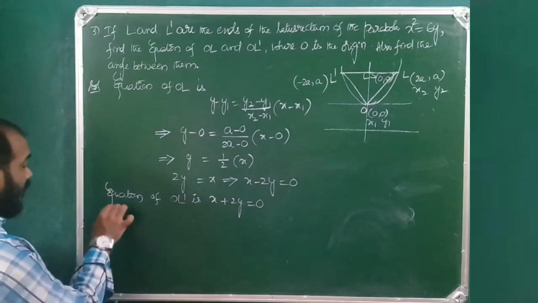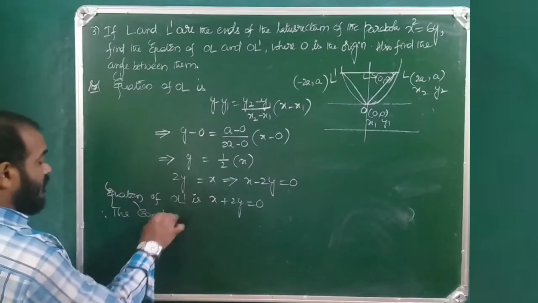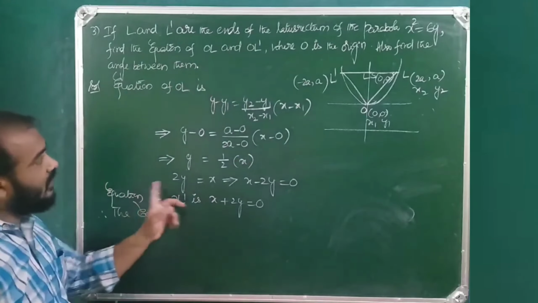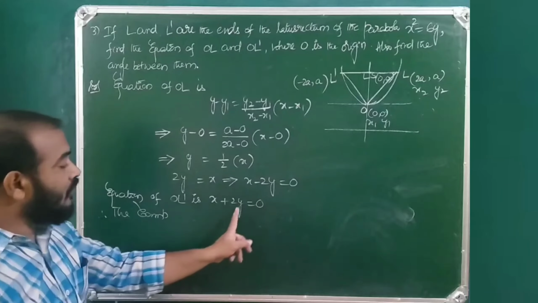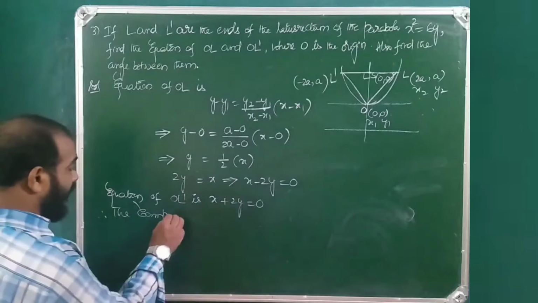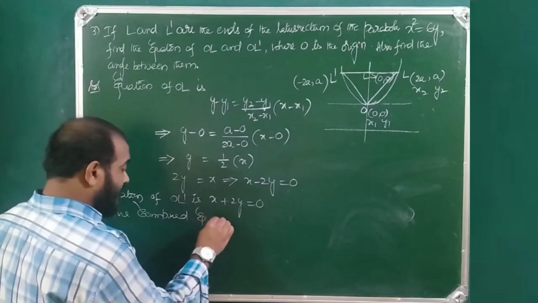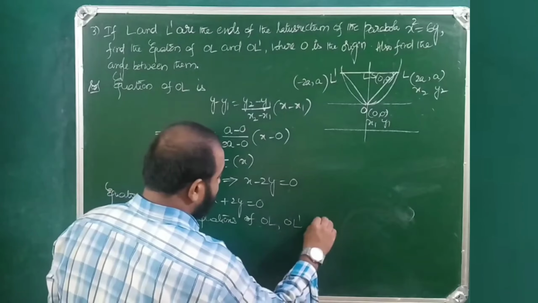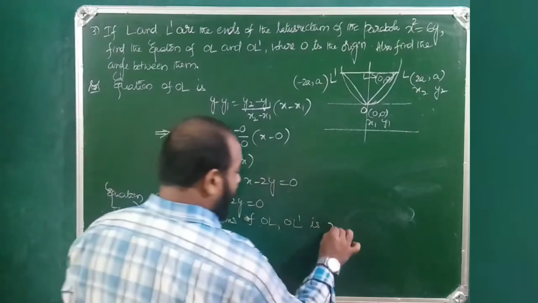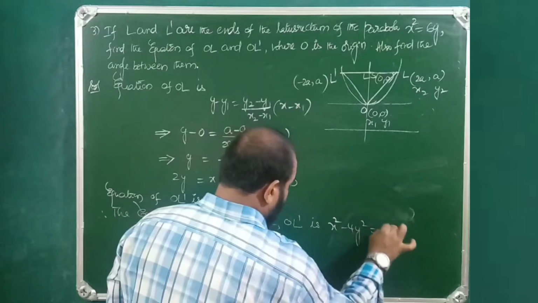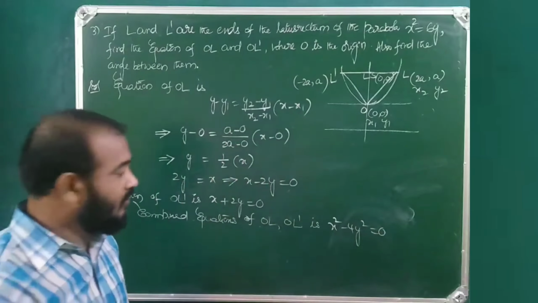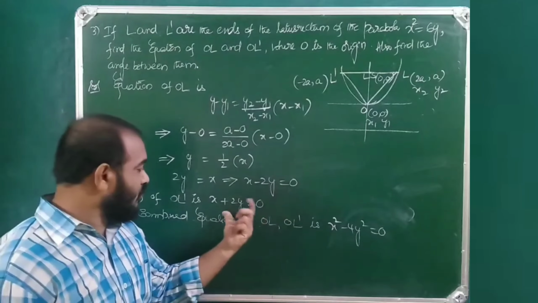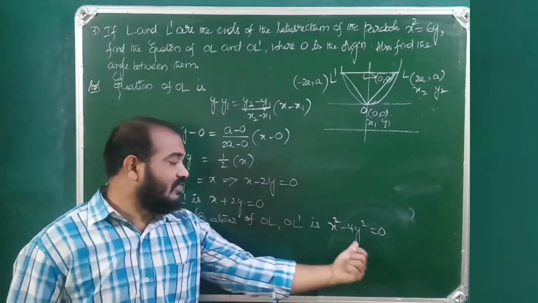Therefore, the combined. So he is asking to find the equation of OL and OL dash. This is the equation of OL and this is the equation of OL dash. The combined equation of OL, OL dash is x square minus 4y square equals 0. Pair of straight lines we discussed last year: x plus 2y equals 0, x minus 2y equals 0, x square minus 4y square equals 0.